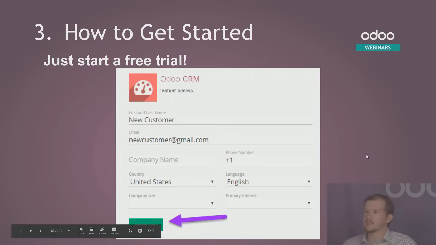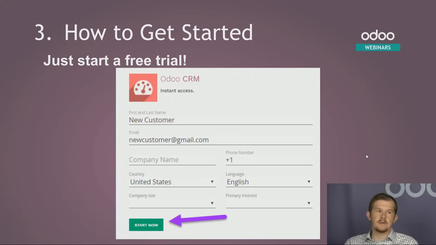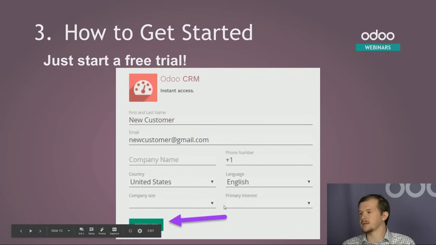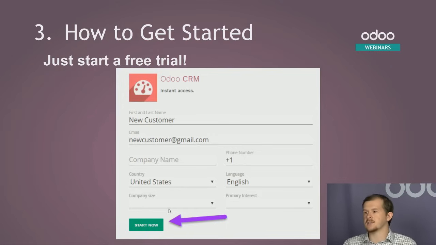So next, how to get started with Odoo. It's really simple to get started. We have a very simple free trial. Within the free trial, all you have to fill out is first and last name, email, company name, phone number, country, language, company size, and primary interest. Once you do that, you can start a free trial. It creates a database, and you can download as many apps as you want.